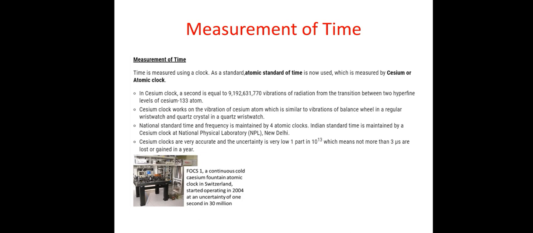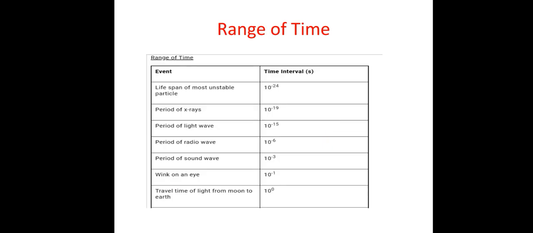Cesium clocks are very accurate and the uncertainty is very low, 1 part in 10 to the power 13, which means not more than 3 microseconds. You can remember this point, this is very important. Now these are the ranges of time. The lifespan of an unstable particle is 10 to the power minus 30, 24, etc.